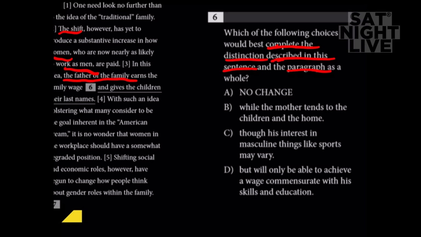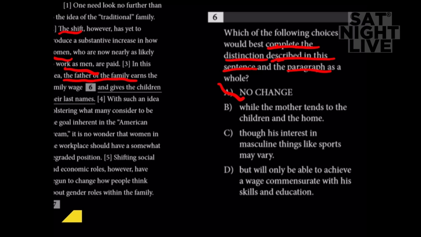The father of the family earns the family wage, got you. And so most naturally what should happen here is I should be talking about the mother of the family if I want to complete the distinction. So another area my pencil can work with in writing and language is in the process of elimination. We know that A is wrong, but to make progress through the problem and to feel a sense of completion, I want to physically cross off answer choice A.